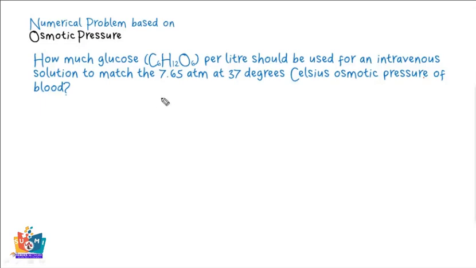How much glucose per liter should be used for an intravenous solution to match 7.65 atmosphere, the osmotic pressure of blood, at 37 degrees Celsius? So you are inserting glucose into the blood, and these two solutions, glucose and blood, should be isotonic. That means they must have the same osmotic pressure. Here is glucose, here is blood. How much glucose, W, is needed per liter, volume is 1 liter, to match 7.65 atmosphere.